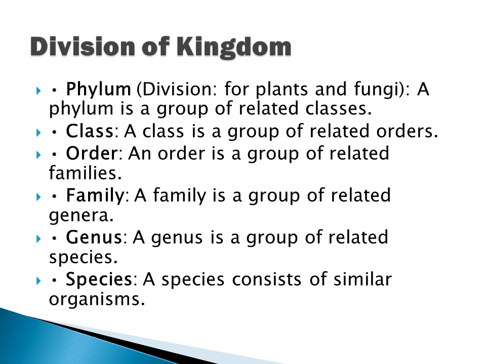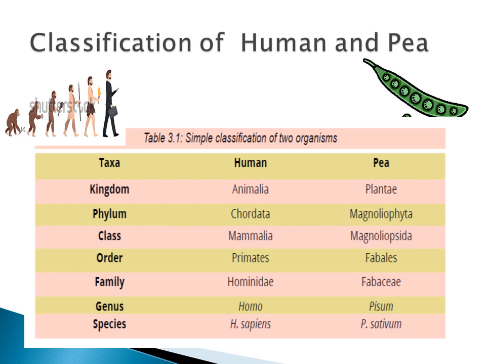A class is a group of related orders, and order is a group of related families, and family is a group of related genera, and genus is a group of related species, and species consist of similar organisms. Now you will see an example of classification of human and pea, that how human is classified and how pea is classified.